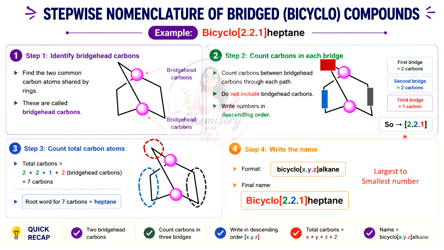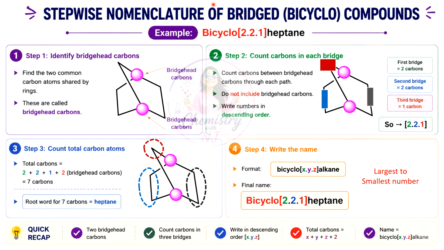Now count total carbons. The total is 2, 2, 1 and these two bridgehead carbons, so the total is 7 carbons. The root word for 7 is heptane. Finally, write the name in this format, with the numbers from largest to smallest: bicyclo first, then 2,2,1 and then heptane.